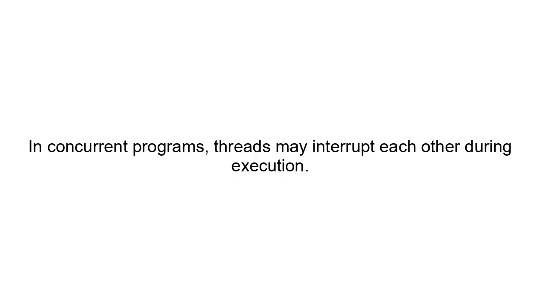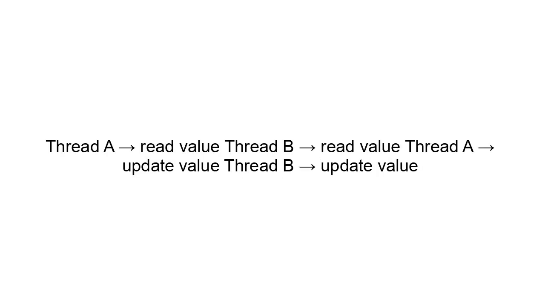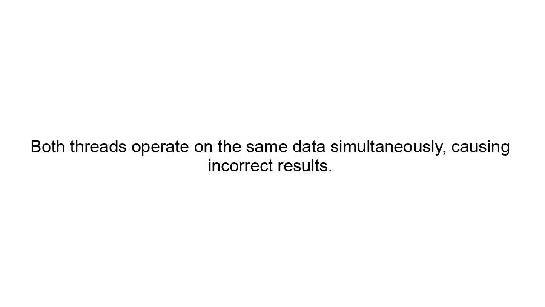Visual explanation. Example: Thread A reads value. Thread B reads value. Thread A updates value. Thread B updates value. Both threads operate on the same data simultaneously, causing incorrect results.